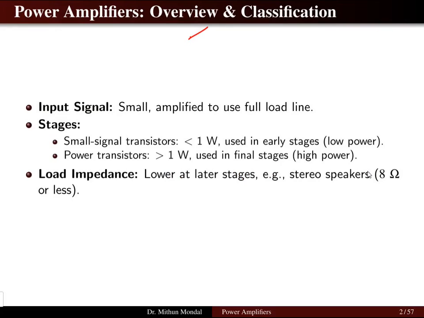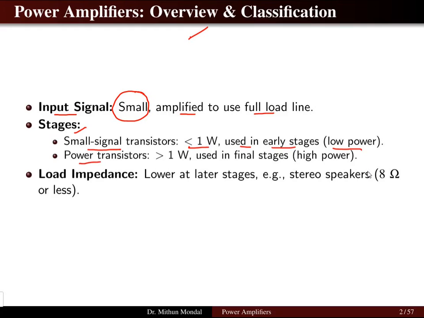When we see the input signal which is given to the bipolar junction transistor, if it is small, then we need to amplify that to use the full load line of the BJT. There are certain stages where you have to use the BJT. First are the small signal transistors, whose power rating is less than 1 watt, and they are used at the very early stage of the system, at low power.